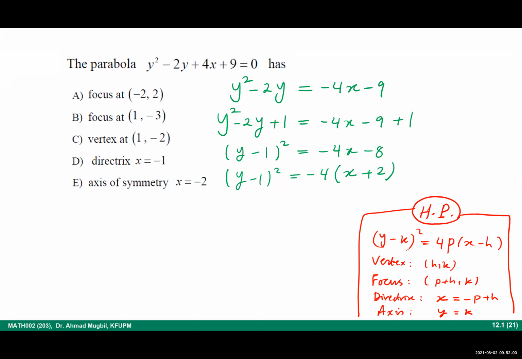It is correct. Some of you are making mistakes in this step, so be careful. Now compare it, ya shabab, with the standard form: (y minus k) all squared equals 4p(x minus h). You just need to do that. So this means what? That the vertex (h, k) is what?